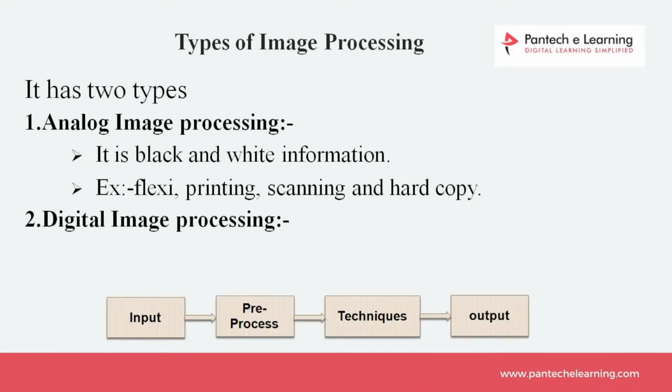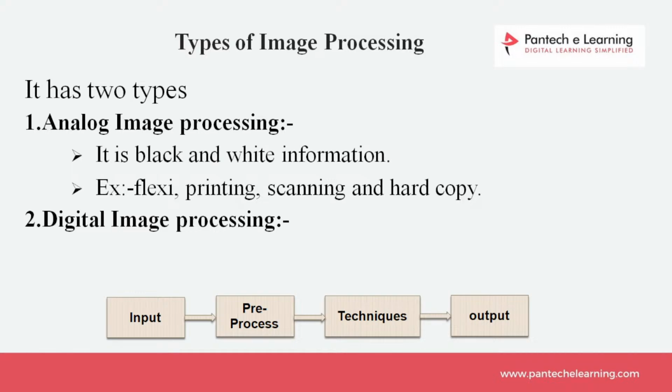But in image processing, you have two types: the first is analog image processing and the second is digital image processing. Analog image processing is where you have the input and, without making changes, you get the output. Simply, I give you a picture, you are satisfied with that particular picture, and then you get the output. That is only analog image processing.